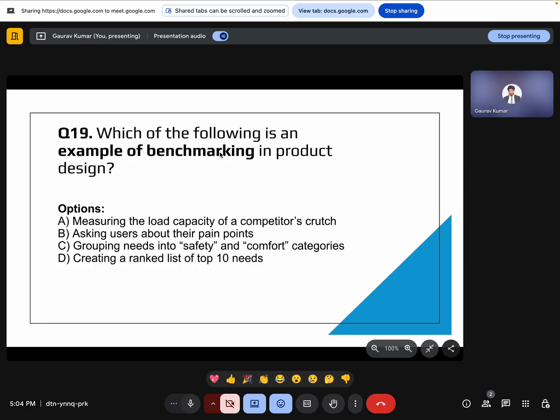Benchmarking is when you study competitors' or analogous products to understand their performance and set realistic targets for your own design. The correct answer is measuring competitors' crutch load capacity. This provides a baseline to set your own target. The other options are not benchmarking: asking about pain points is an interview, grouping needs is affinity diagramming, and ranking needs is prioritization.